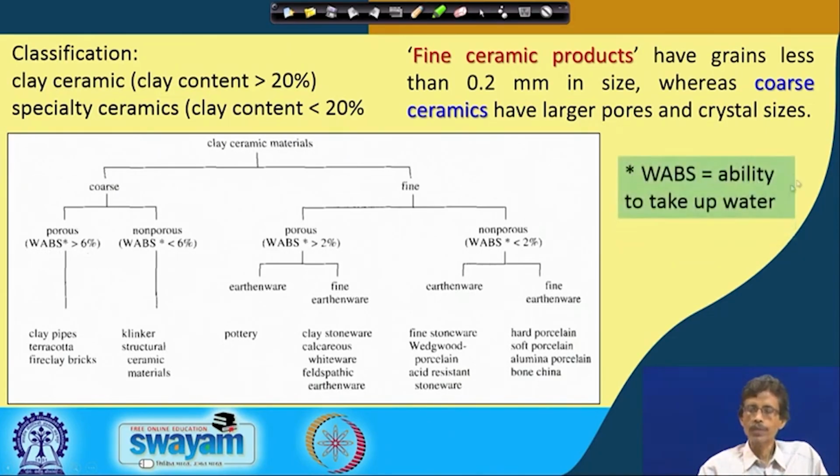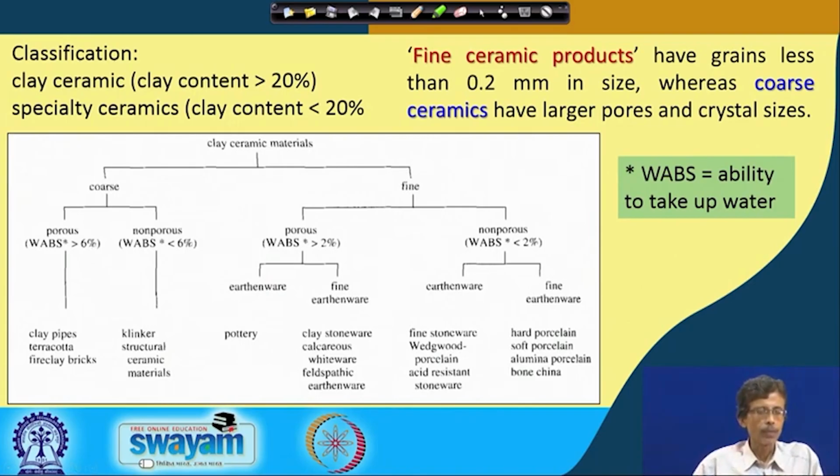What is WABS? It is the ability to take up water, that is, how much water the material can trap. The amount of water that a particular material can trap will tell you that it has a highly porous structure. So, if it is above 6%, that means the ability to take up water is above 6% by weight; it can take up that much water.